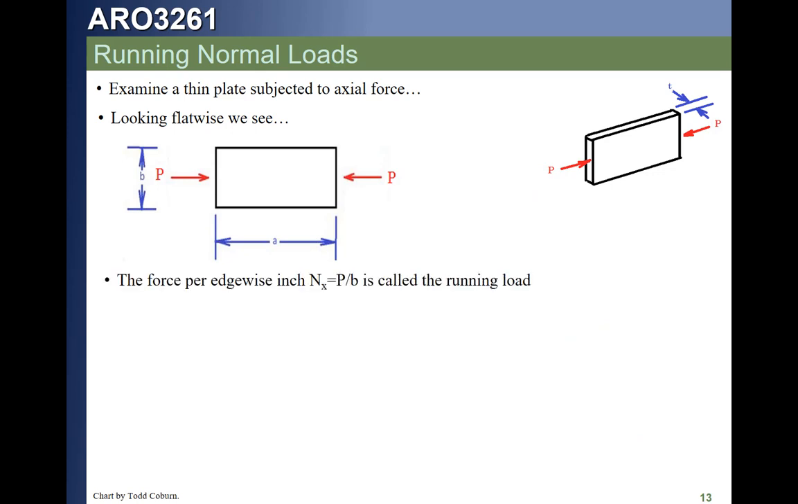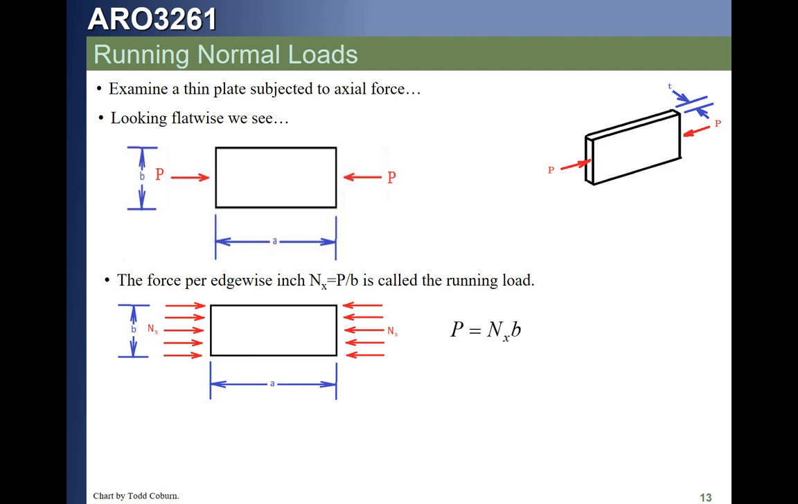So once again, going back to our force, our running load is just P over B. That running load is shown like this. We'll often use N for this. If it's a shear running load, we'll often call it lowercase q. We'll look at that in a couple lectures. Right now we're just looking at normal stresses or axial stresses, so that's just going to use that N subscript.